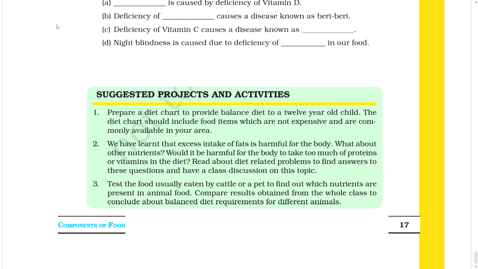2. We have learned that excess intake of fats is harmful for the body. What about other nutrients? Would it be harmful for the body to take too much of proteins or vitamins in the diet? Read about diet-related problems to find answers to these questions and have a class discussion on this topic. 3. Test the food usually eaten by cattle or a pet to find out which nutrients are present in animal food. Compare results obtained from the whole class to conclude about balanced diet requirement for different animals.